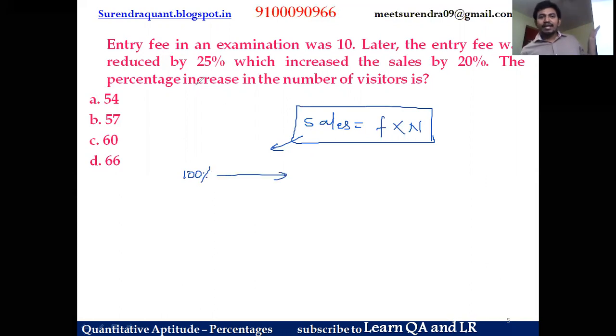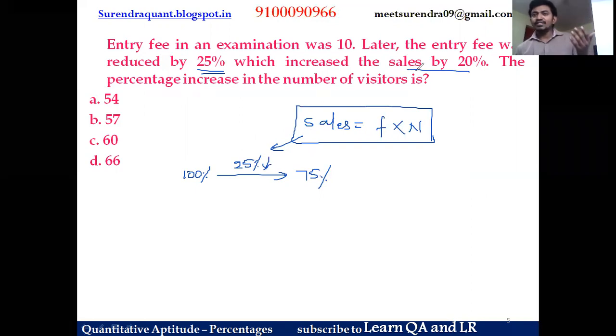Now the price reduces, the entry fee decreases by 25%. So guys, if the entry fee decreases by 25%, the sales also decrease by 25%. The sales is 75% now. But somehow they got to make 20% extra sales. How is this situation possible?